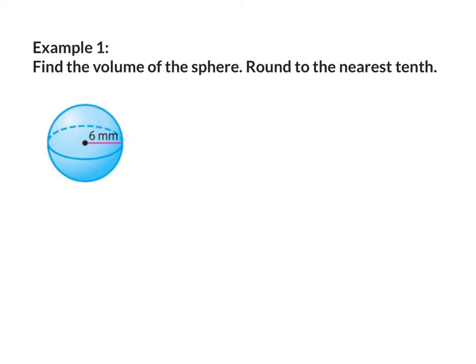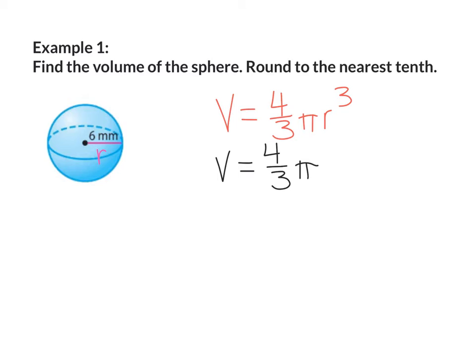So first I'm going to start by writing down the formula. V equals 4 over 3 pi r cubed. By looking at the sphere, I know that the radius is 6 millimeters. So I'm going to fill in what I know. I have V equals, I'm going to bring down 4 over 3 and bring down pi. I know that r is 6, so I'm going to multiply 6 to the power of 3.